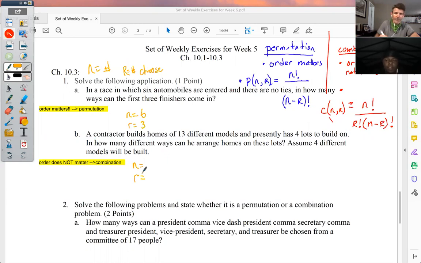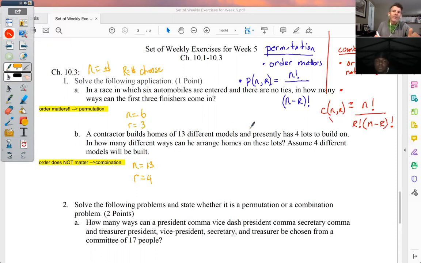N would be 13. Good job. And R would be 4? You got it. Because you have 13 houses to choose from, like 13 models, but you're only going to build 4. So you have 13 choosing 4. On the top one, you have 6 cars choosing 3. So that's how the N and the R work. The R is always going to be smaller than the N. Does that make sense? You can't choose more than what you already have.